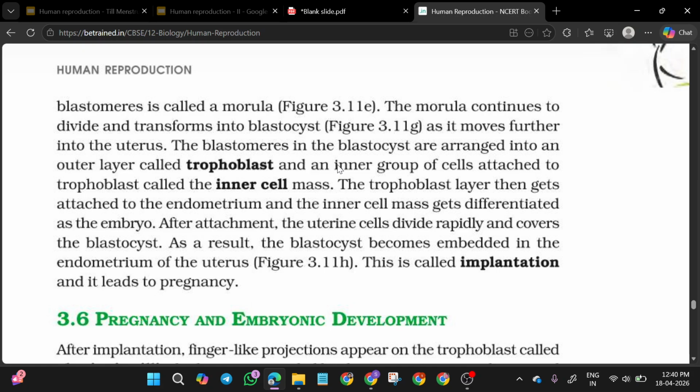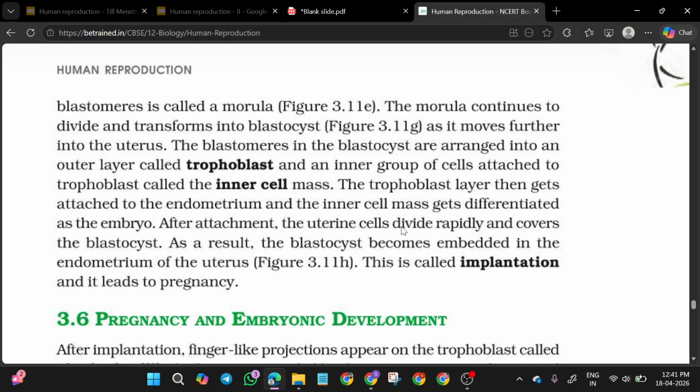The morula continues to divide and transforms into blastocyst. The blastocyst will have 2 layers. The outermost layer is the trophoblast. The inner group of cells attached to the trophoblast is the inner cell mass. The trophoblast layer attaches to the endometrium. We have already seen this. The trophoblast layer then gets attached to the endometrium, and the inner cell mass gets differentiated as the embryo.